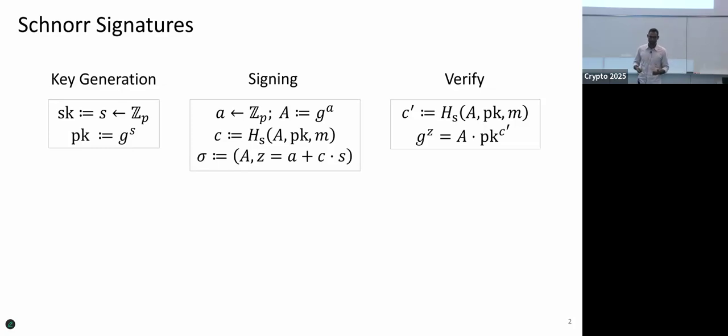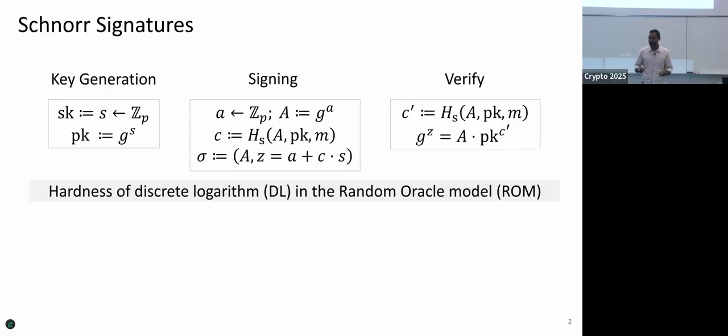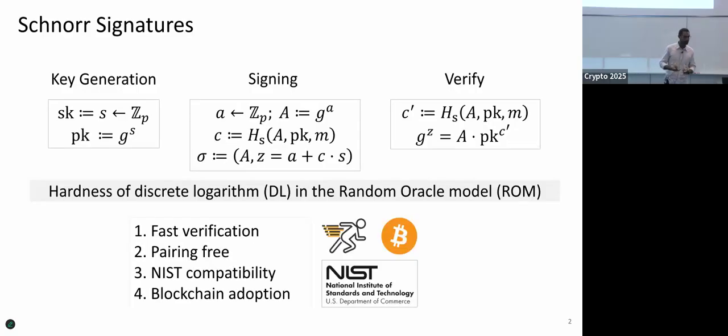It has some really nice properties. For example, we can prove the security of the scheme assuming just the hardness of discrete logarithm in the random oracle model. It also has fast verification, it's pairing free, and it's compatible with the NIST EdDSA construction. It has also gotten popular because many blockchains are adopting it, supporting Schnorr verification.